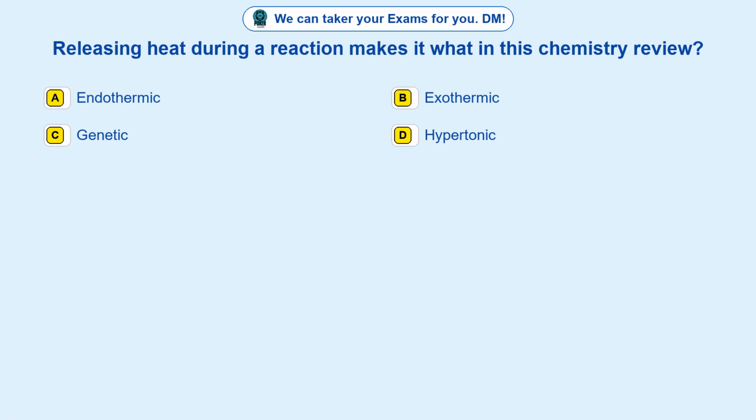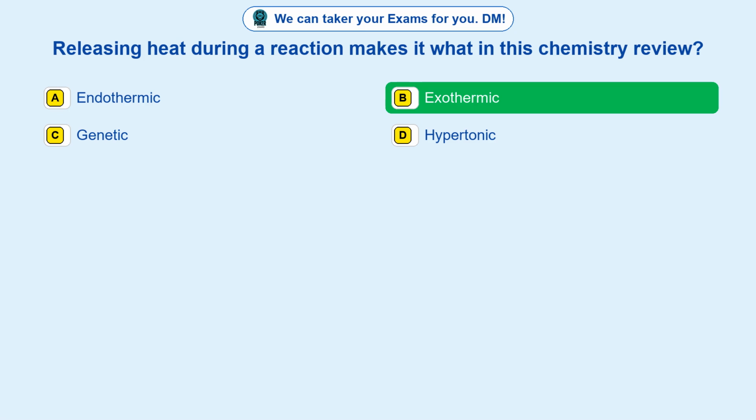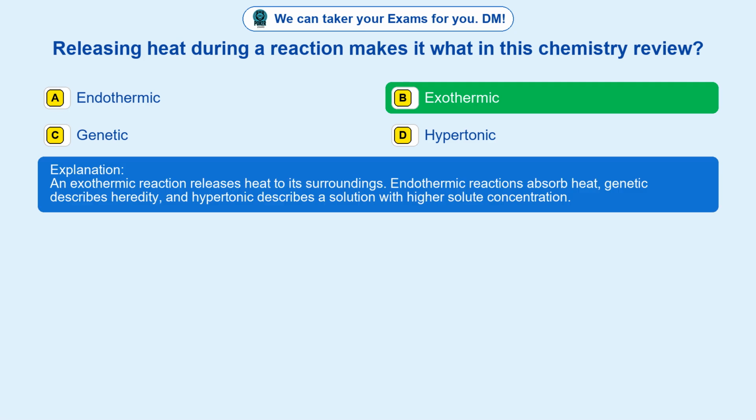Question 46. Releasing heat during a reaction makes it what in this chemistry review? Option A, endothermic. Option B, exothermic. Option C, genetic. Option D, hypertonic. The correct answer is option B, exothermic. An exothermic reaction releases heat to its surroundings. Endothermic reactions absorb heat, genetic describes heredity, and hypertonic describes a solution with higher solute concentration.